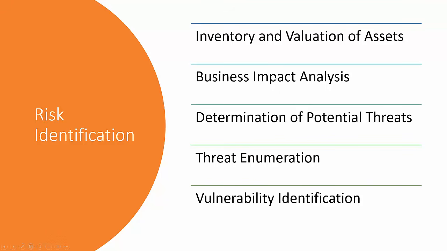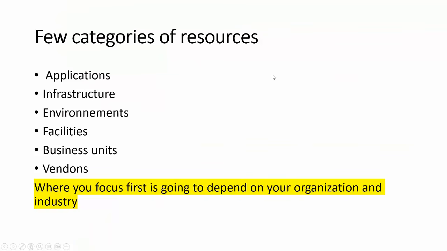So the question is how to further categorize the assets. Here we have a few categories of our assets or resources: application, infrastructure, environment, facility, business unit, and vendors. When you focus, what comes first is going to depend on your organization's industry. It is also going to depend upon your regulatory requirements.